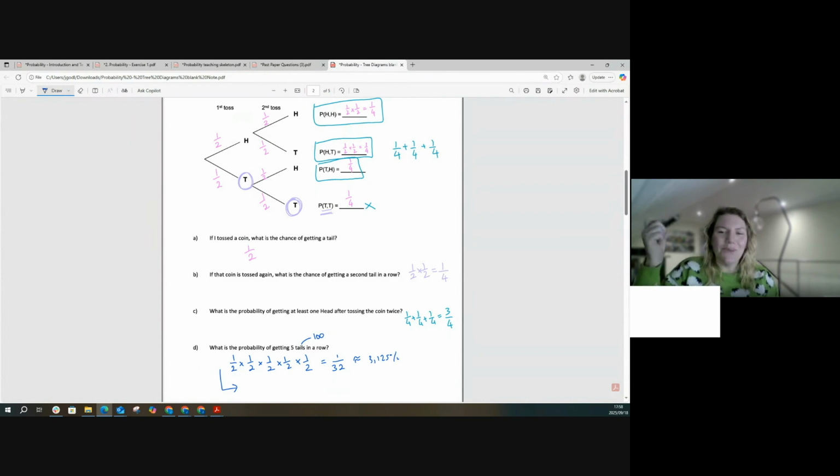How do you write something if you say like 2 times 2? What's a different way of writing 2 times 2? Yeah, exactly. A half to the power of 5 will give us 1 over 32. So if I wanted to know 100 in a row, I would say half to the power of 100. And you'll get a huge number as a denominator, but it will be a tiny, tiny fraction.